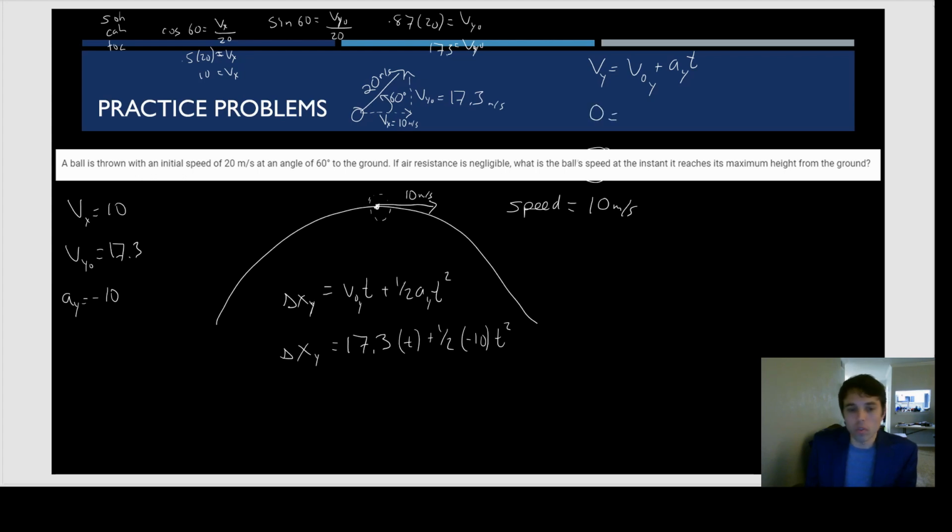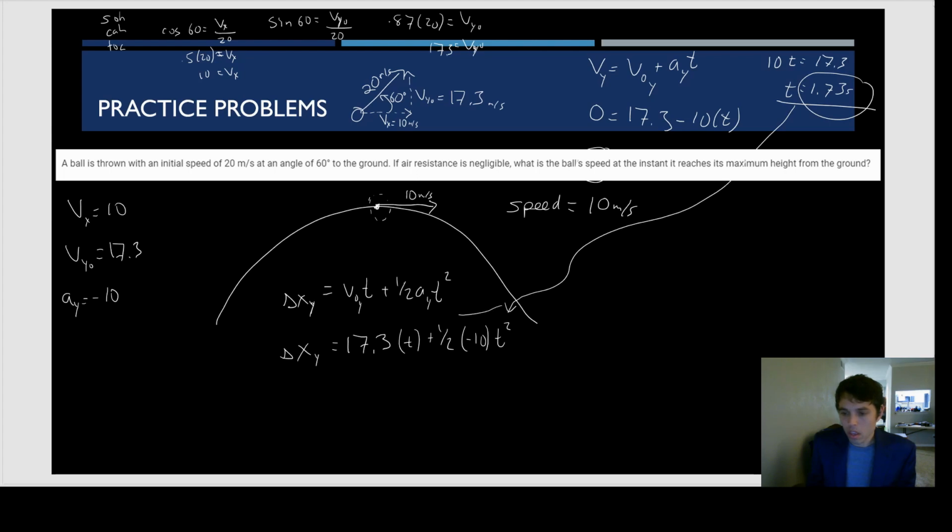My initial vertical velocity was 17.3, and I'm going to do minus 10 times t because acceleration is down, negative, right? So I'm going to add the 10t to the side, so I'm going to get 10t equals 17.3. I'm going to solve for t, divide by 10 both sides, I get t equals 1.73 seconds.